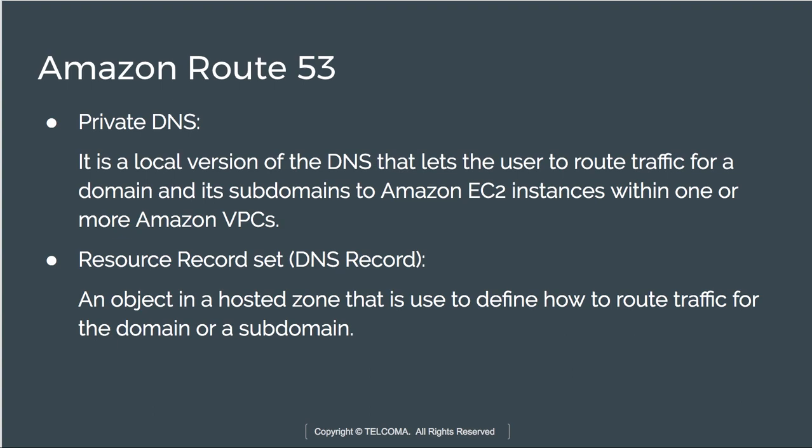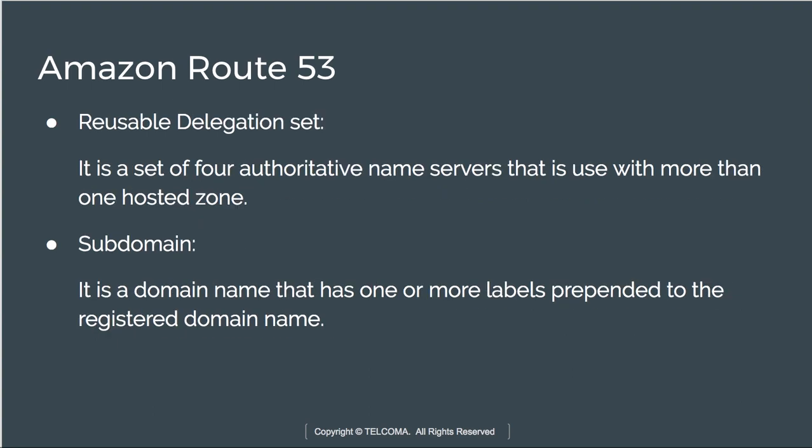Resource record sets. This is basically an object in a hosted zone that we use to define how to route traffic. Reusable delegation set. It is a set of 4 authoritative name servers which are associated with a hosted zone.